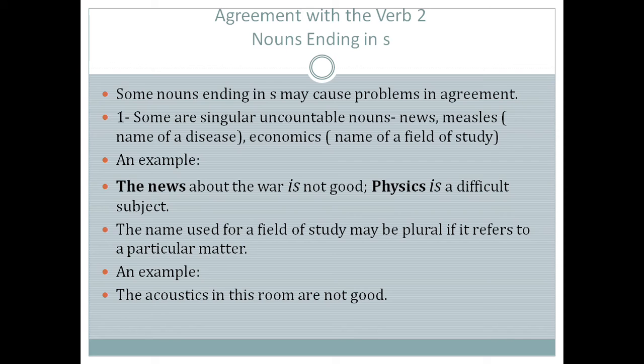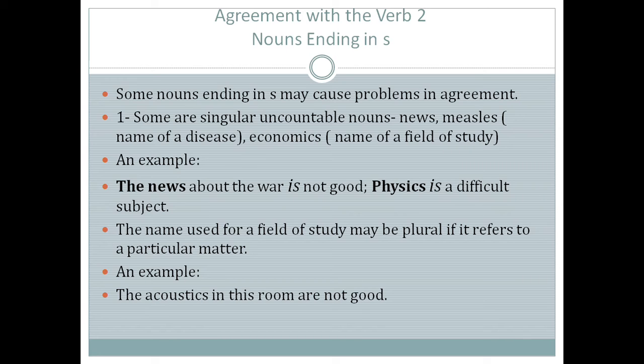Here, agreement with the verb. Nouns ending in S. Some nouns ending in S may cause problems in agreement. Number 1: some are singular uncountable nouns. News, measles, here the name of a disease, economics, physics, mathematics, names of a field of study.